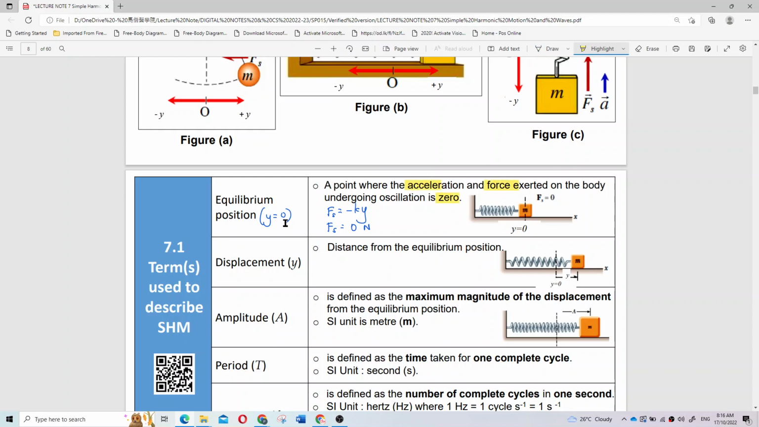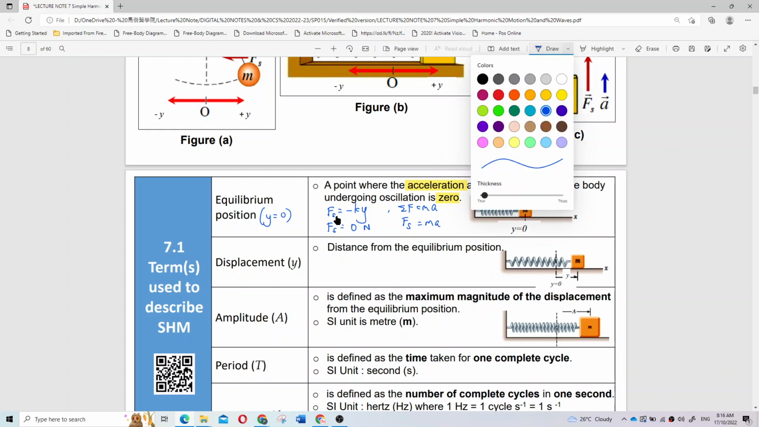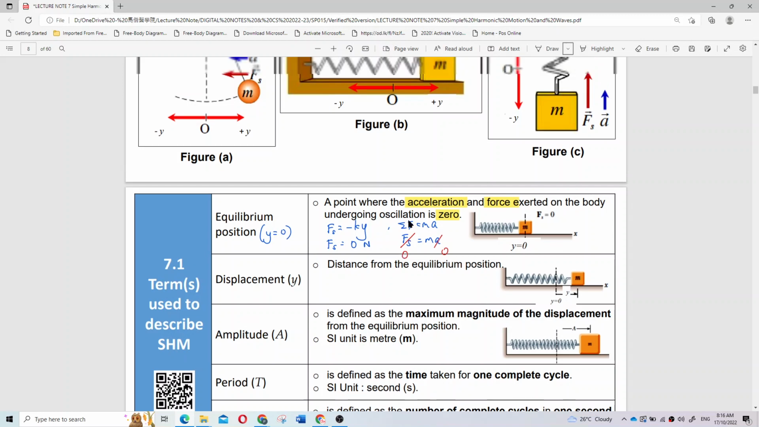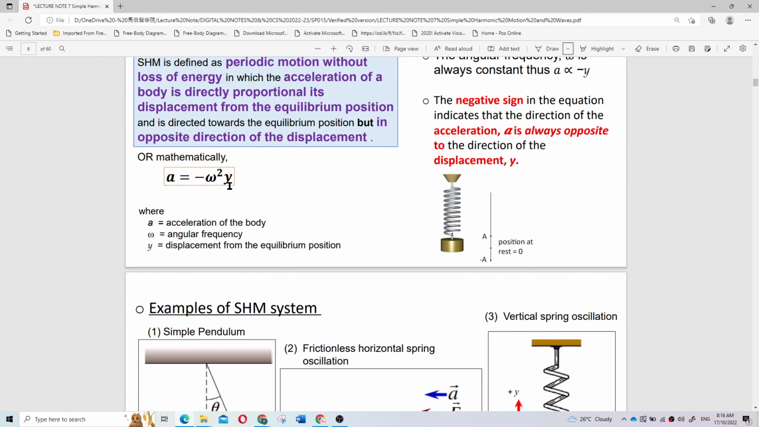And then acceleration is also zero, because we know that acceleration follows the force, right? We have the formula total F equal to ma, and our force is only the restoring force. So when the restoring force is zero, acceleration is also zero. We also have the formula acceleration equal to negative omega square y. So y is zero, acceleration is also zero, isn't it?